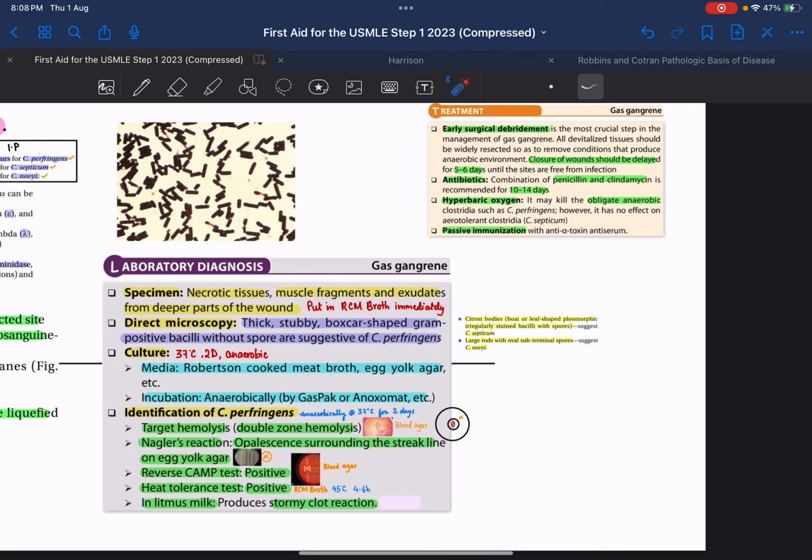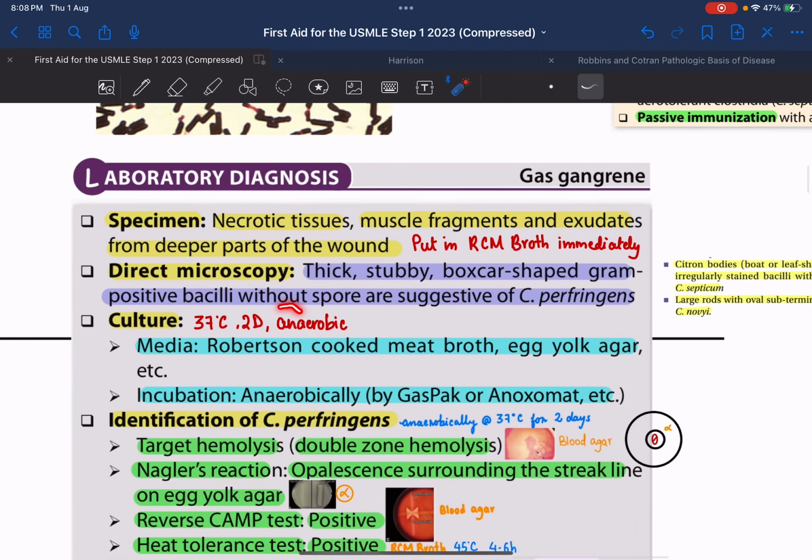Okay, fine. Next, we can also do culture in anaerobic medium. For example, Robertson cooked meat broth, which is RCM broth, and egg yolk agar, and we incubate it anaerobically. How do we create an anaerobic medium? By gas pack or anaerobic jar. We know about palladium, hydrogen and all that stuff; you need to revise it from general microbiology. Culture, we do it for 2 days in the anaerobic medium at 37 degrees Celsius.